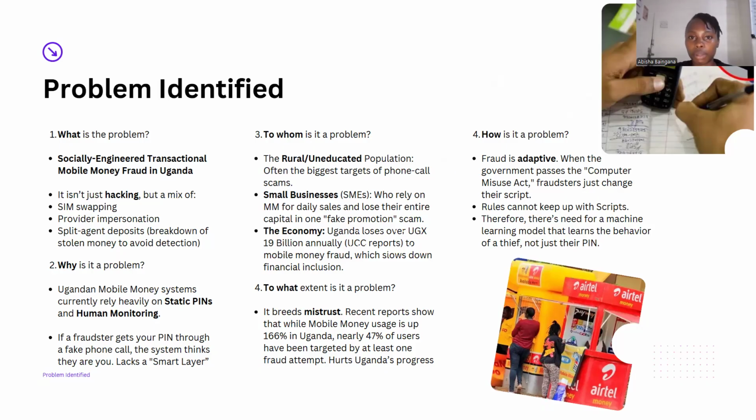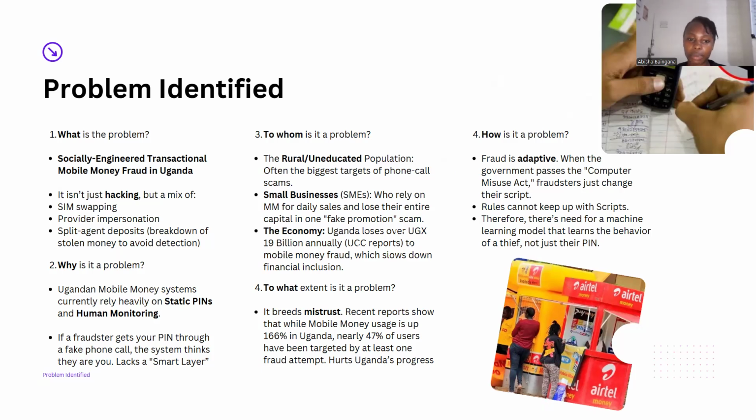To whom is it a problem? Here we are looking at the affected parties, and we have small businesses, we have the Uganda economy, and we also have the rural or uneducated population. It is a problem to the economy because Uganda loses over 18 billion, as seen from the UCC reports, to mobile money fraud, which slows down financial inclusion.